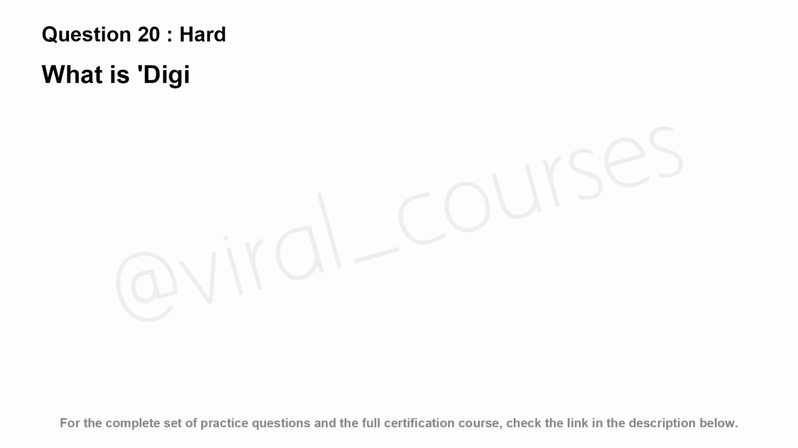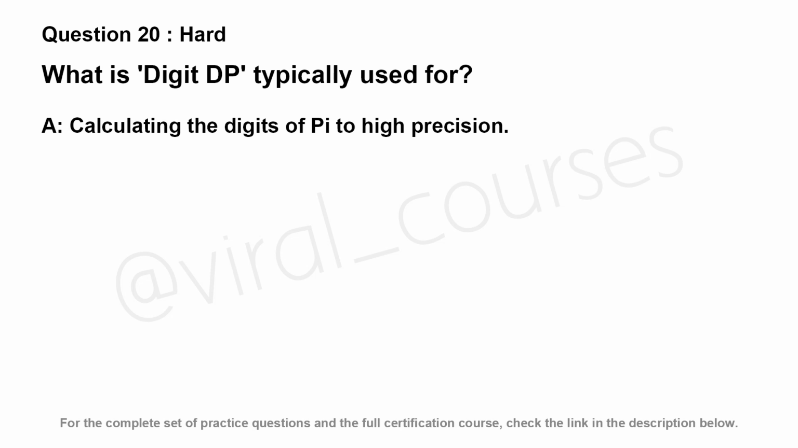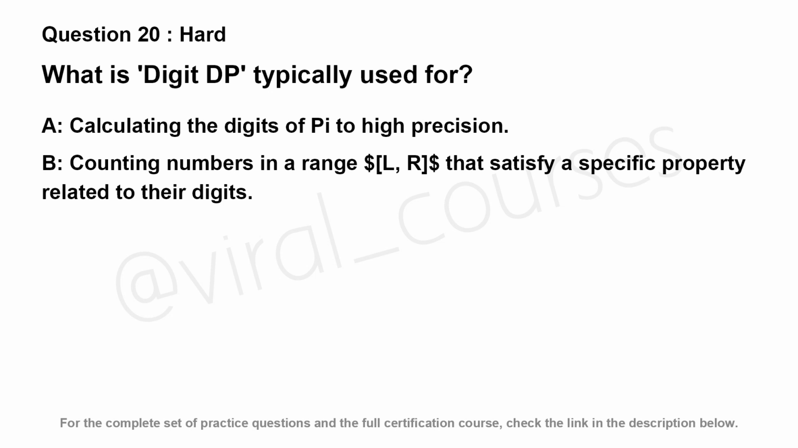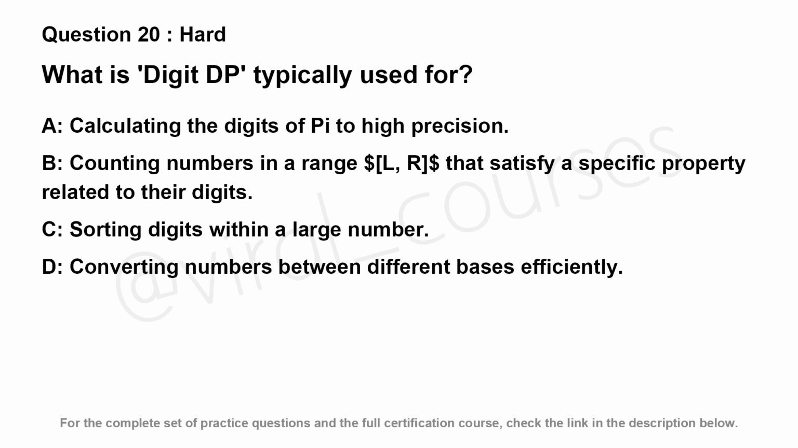What is digit DP typically used for? Option A. Calculating the digits of pi to high precision. Option B. Counting numbers in a range [L, R] that satisfy a specific property related to their digits. Option C. Sorting digits within a large number. Option D. Converting numbers between different bases efficiently.